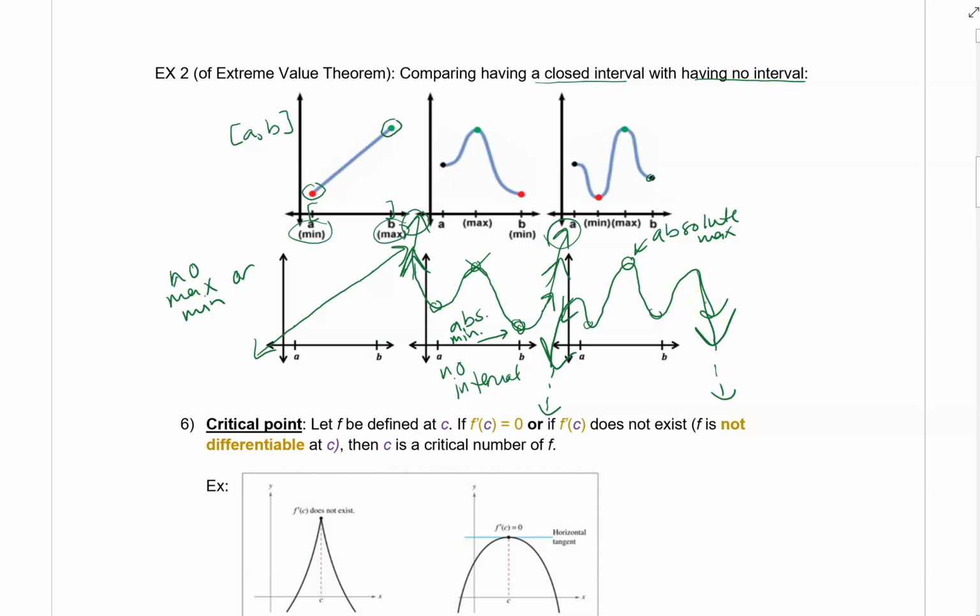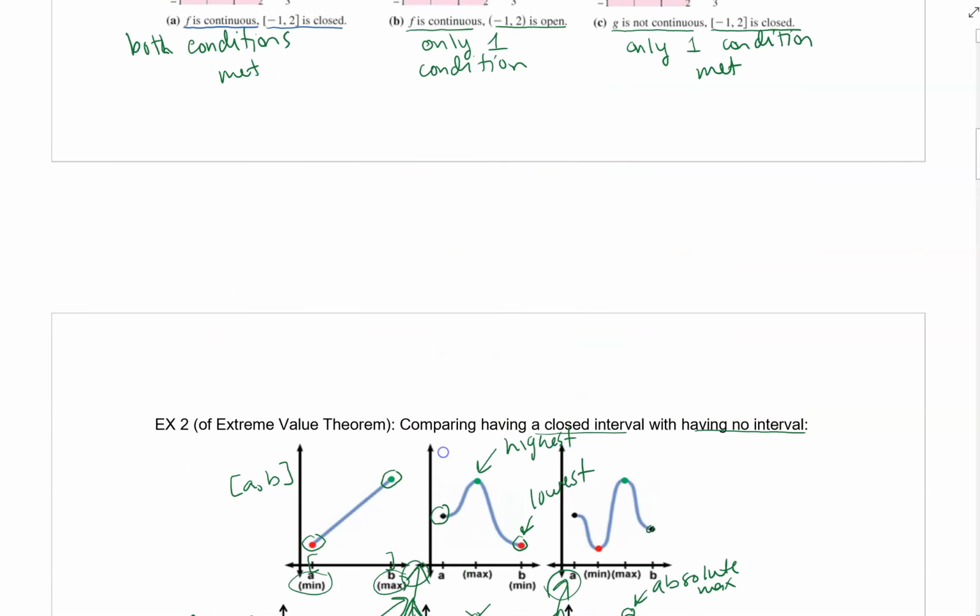So in the extreme value theorem, it's all about having endpoints. The fact that you're stopping the function at an endpoint is what allows there to be a highest and a lowest point on the graph. So that's why those 2 conditions are really crucial in the extreme value theorem.